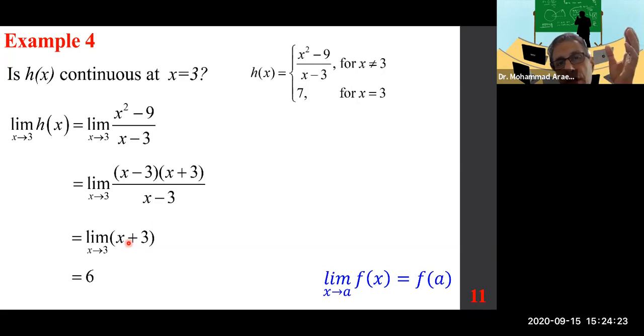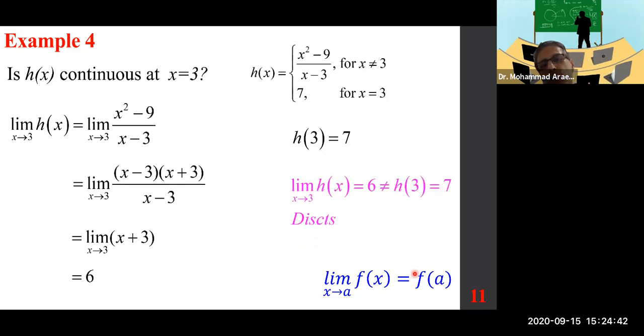This is a limit. And as you can see, h of 3 is equal to 7. So the functional value is 7. The limit is 6. So what's going on here? They are not equal. And therefore, it's discontinuous because the limit of h of x as x approaches 3 is different than the functional value. The two are not identical. The function is discontinuous at x equals 3.